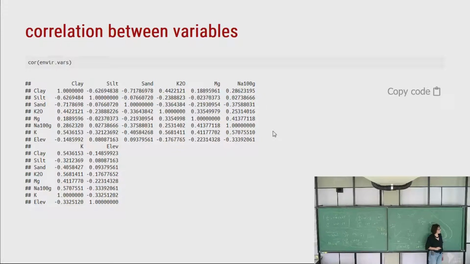The diagonal of the matrix is 1 because the correlation between clay and clay is 1, of course. And they are symmetric, right? So clay and silt is 0.62, silt and clay 0.62 as well, okay? We can either check the upper or the lower diagonal here, but this is how we can get the correlation between all variables that we have.